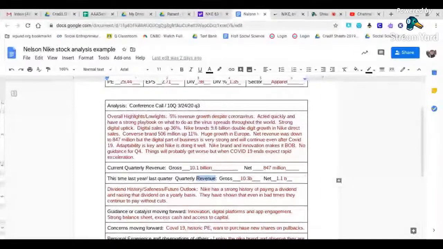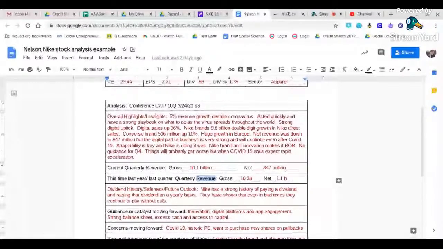So do you want to own this company? Well, there's really nothing wrong with Nike. It's that we have a global pandemic right now. And so considering how bad things are around the world, Nike's still selling their apparel. So that's fantastic.